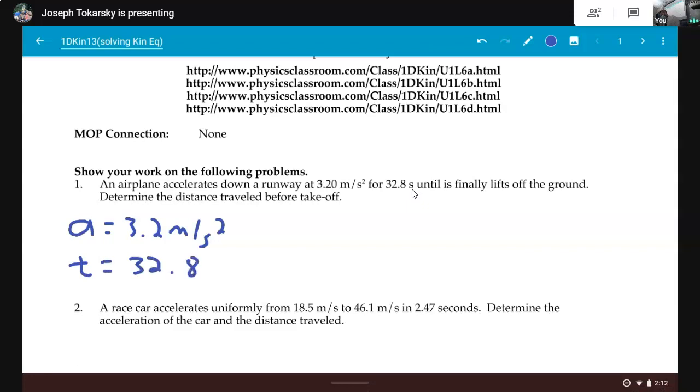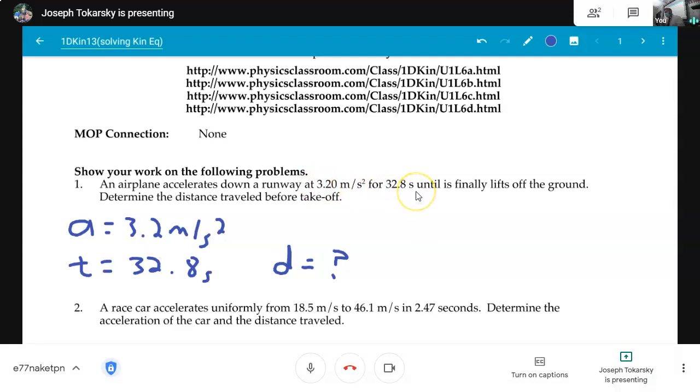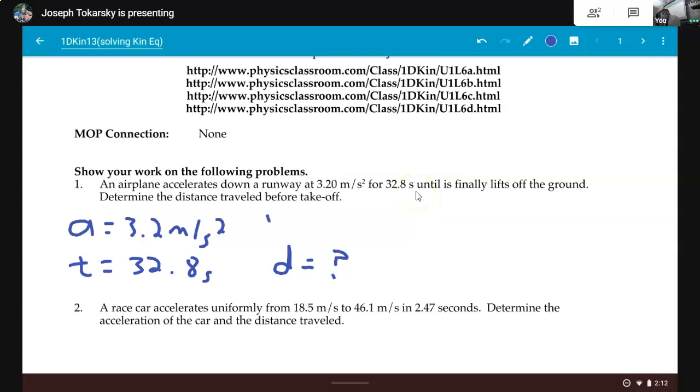Always want to list all our givens. Until it finally lifts off the ground, determine the distance traveled. We want to know D, but we don't seem to have enough stuff yet, right? We need 3 givens. But think of the scenario now. When an airplane reaches a speed to take off from the ground, it must have started from rest, right? You know, airplanes aren't already in motion. It says it accelerates for that long. Here's where we have to imply it starts from rest. VI is 0.